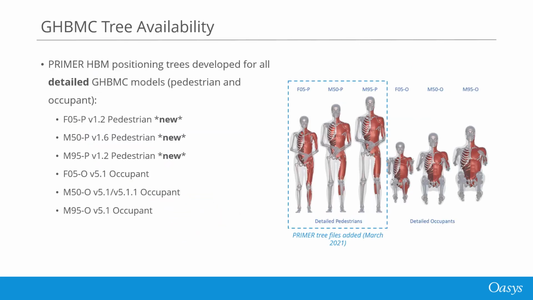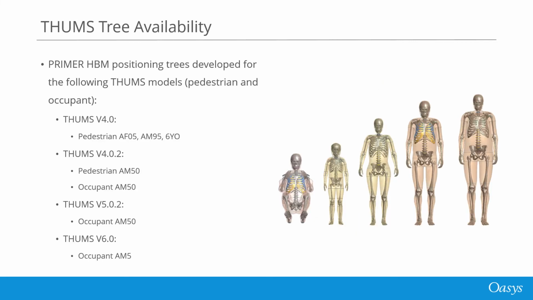So, Primer human body model positioning trees have been developed for all the detailed GHBMC models, and that includes pedestrian and occupant. And we've also produced positioning trees for the following THUMS models, and we're continuing to produce more positioning trees for THUMS models as well.